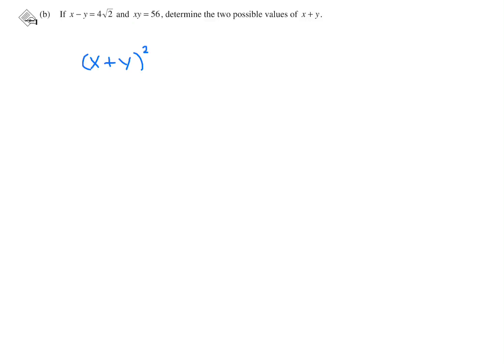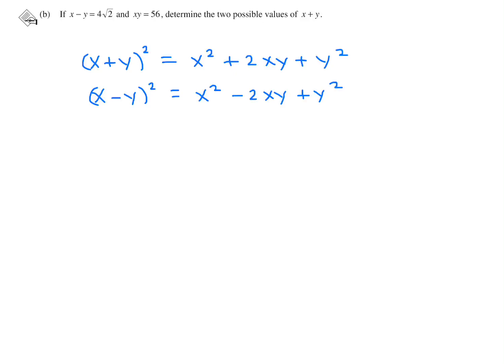And a little bit of algebra over the years will definitely remind you that this xy appears when you expand x plus y. I'm sure you've done that many times. And then in a very similar way, if you expand x minus y, you get something similar, except it becomes minus 2xy. Okay? Now, the good news is that this we are told and this we are told. Correct? They give us that information.